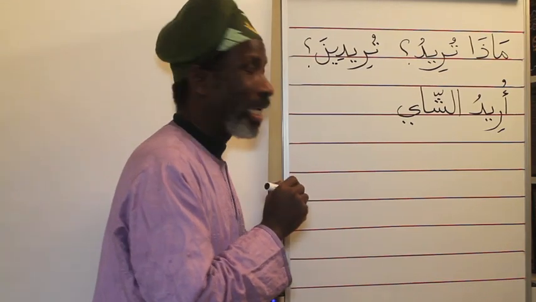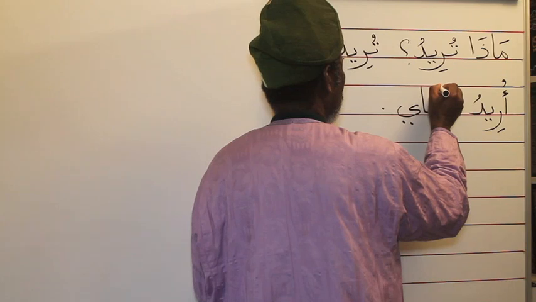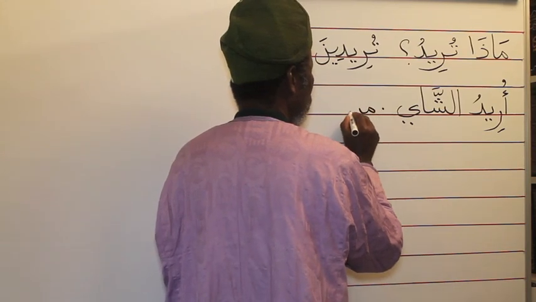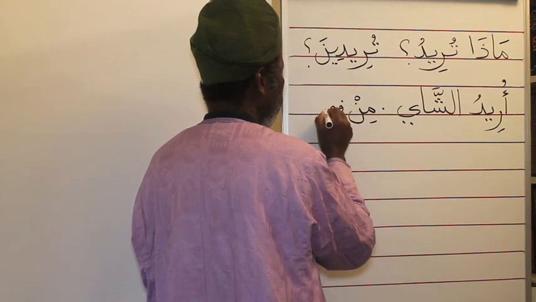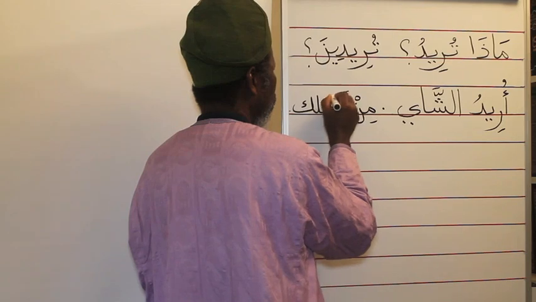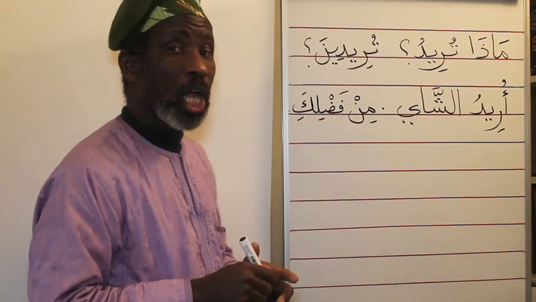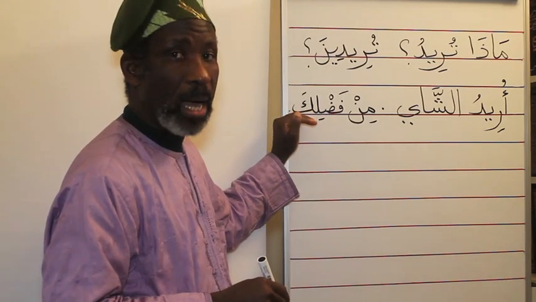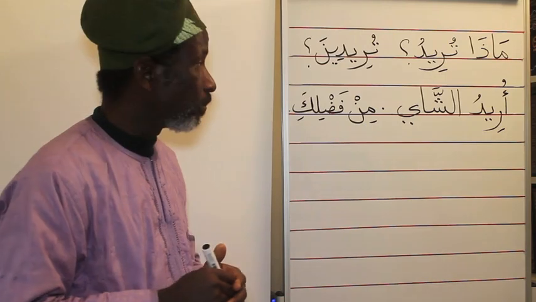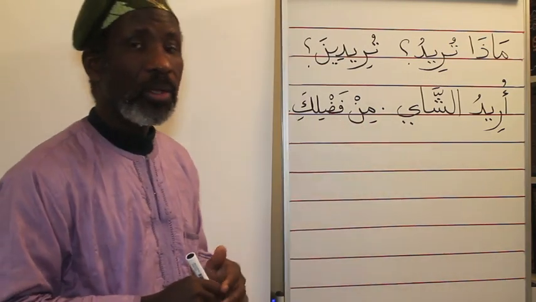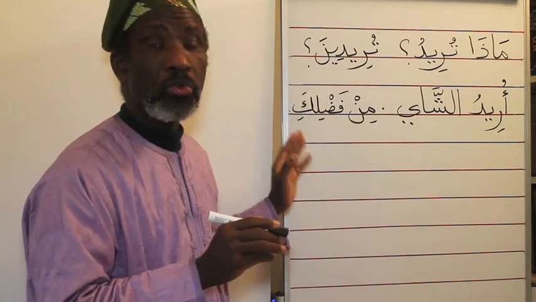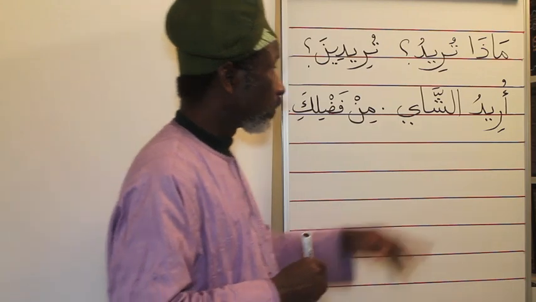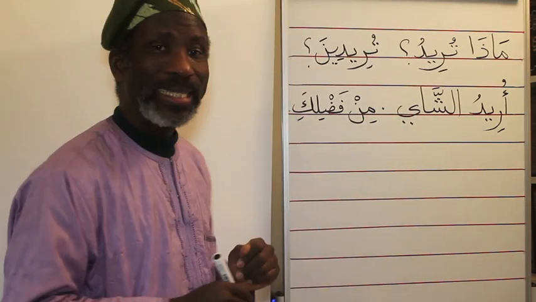How do you say please in Arabic? Uridu shai. What's please? Try it for me. Uridu shai. Min fadlika or min fadliki. Fadlika if you are speaking to a man, min fadliki if you are speaking to a woman. Uridu shay min fadlik. Sometimes you hear people say min fadlik just to mask the ending to make it neutral. So min fadlika or min fadliki if you want to go all the way, or you can just say min fadlik. So it's understood. Uridu shai min fadlik. I would like tea, please.